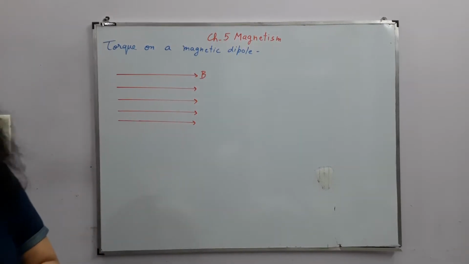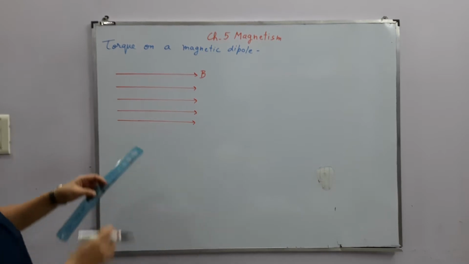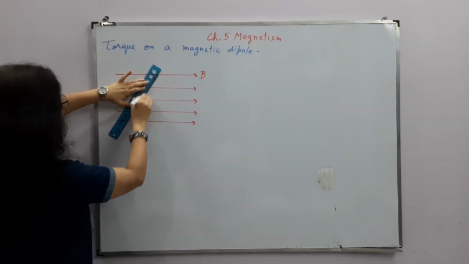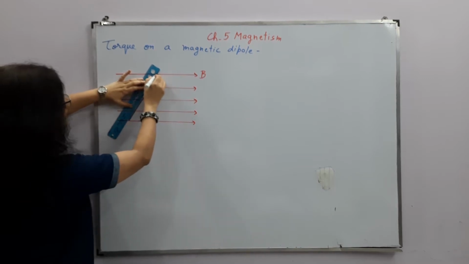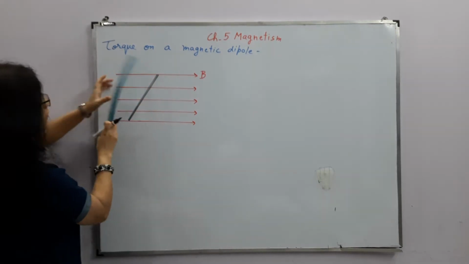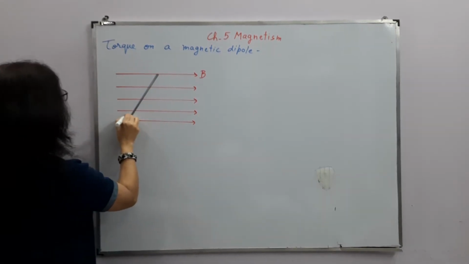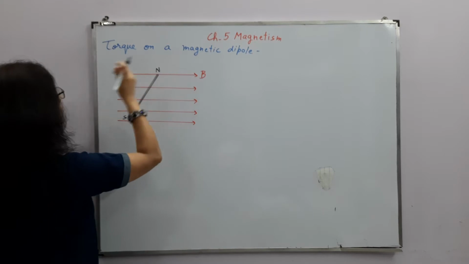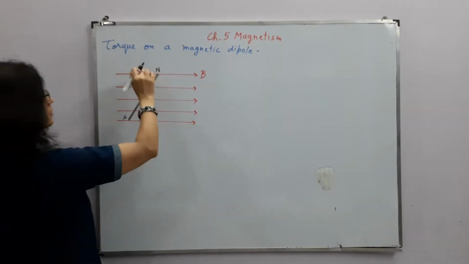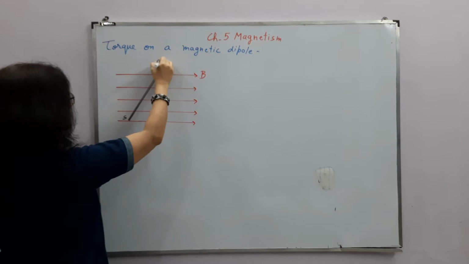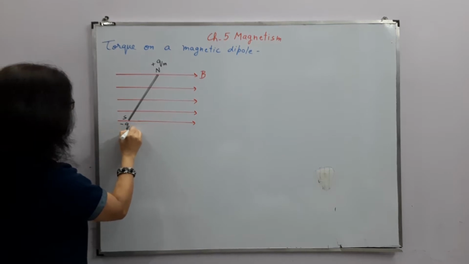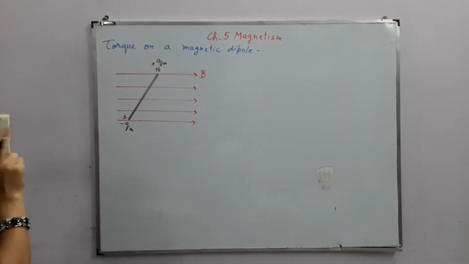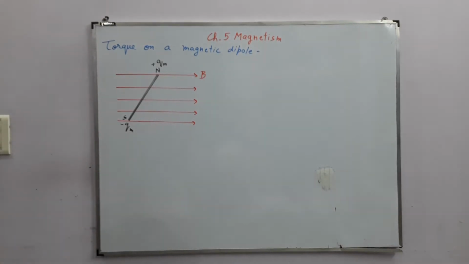Now we have a magnetic dipole which is aligned like this. So if we consider this as south, this as north, we consider that the pole strength of the north side is plus Qm and this is minus Qm, where Qm is the pole strength of the magnetic dipole.